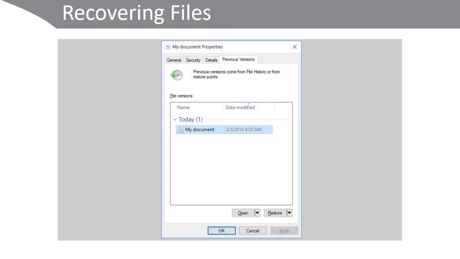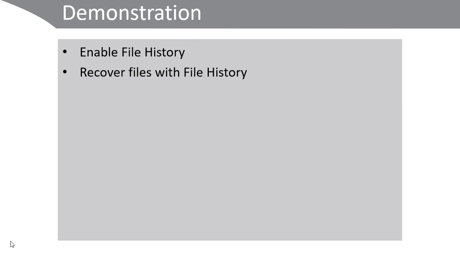To recover files, right-click the file and click the Previous Versions tab of the Properties dialog. You can then choose to open the file or to restore the file. In the demonstration, I'll show you how to enable file history and then how to recover files using file history.